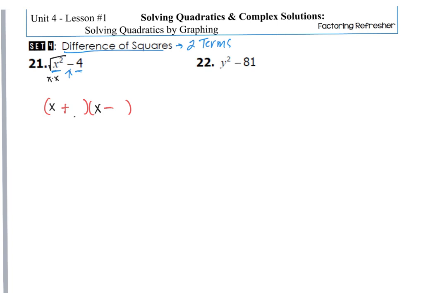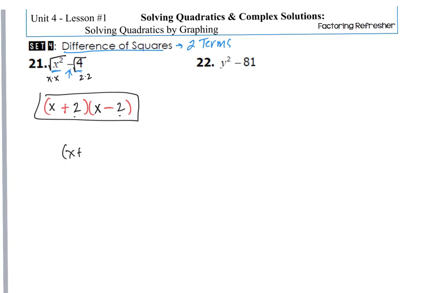To get the second value in each set of parentheses, I take the square root of that second term. The square root of 4, that was 2 times 2. So 2 goes in each of these. The answer in factored form is x plus 2 times x minus 2. Now, let's see why that works.